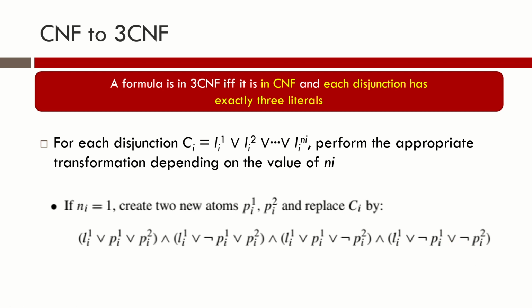Li1 was for having the truth value false. Even if you add 2 literals, we are actually using every combination of those 2 literals. So in any one of these disjunctions, the truth value will be false, and the resultant truth value of the formula will be false. So adding 2 new literals will not actually change the truth value of the formula. This is the case when Ni is equal to 1, that is, the number of literals in the disjunction is equal to 1.